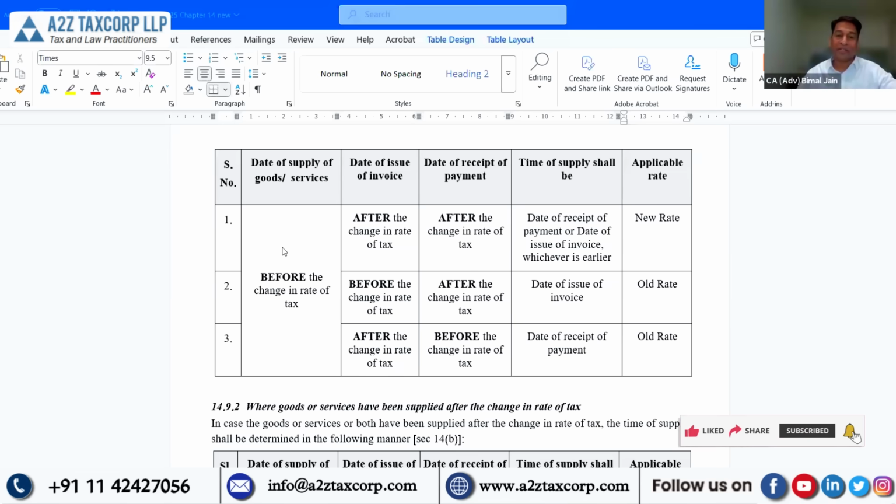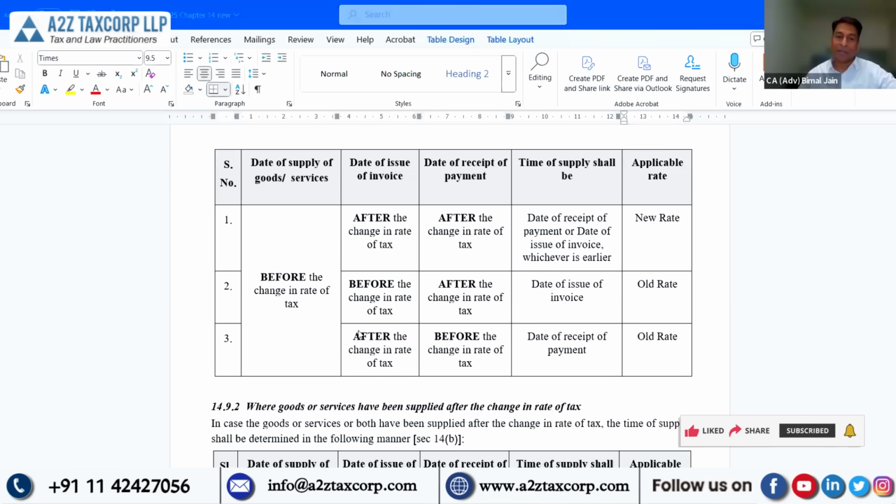So in the first situation, which is row number 1, 2 out of 3 happen after 22nd September, where the date of receipt of payment and the date of issue of invoice are after the date of change in GST rate. Then the POT, point of taxation or time of supply, would be the date of receipt of money or date of invoice, whichever is earlier, and the new rate is applicable. There is no challenge here because you can raise the invoice with the new rate. Only the POT would be whichever is earlier, date of receipt of money or date of invoice.